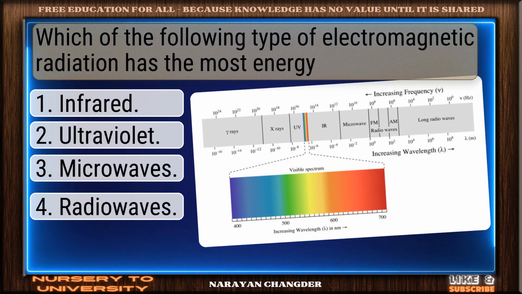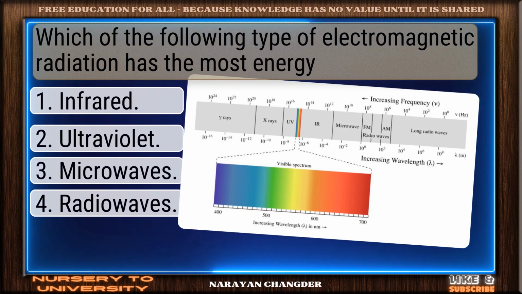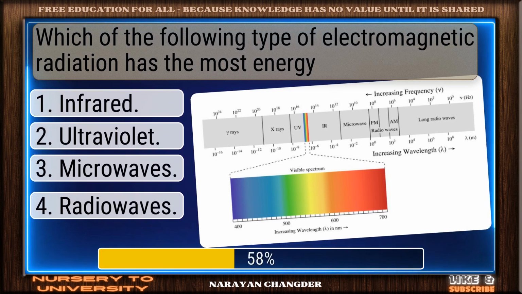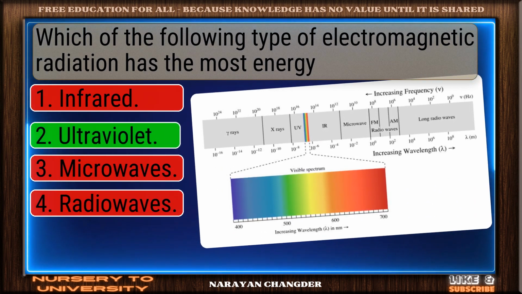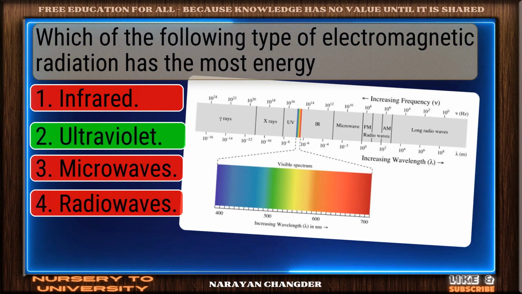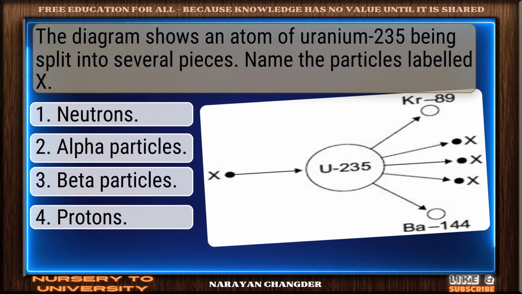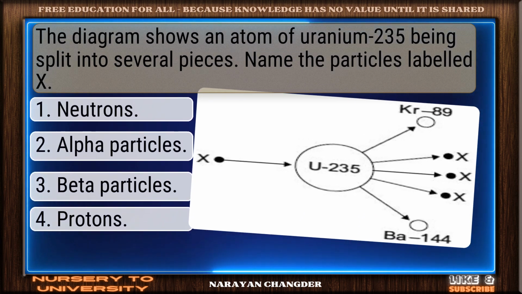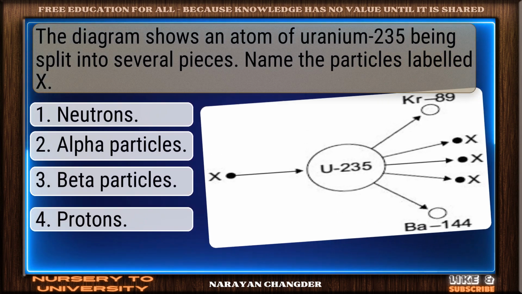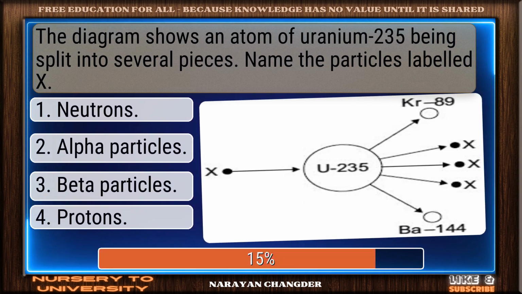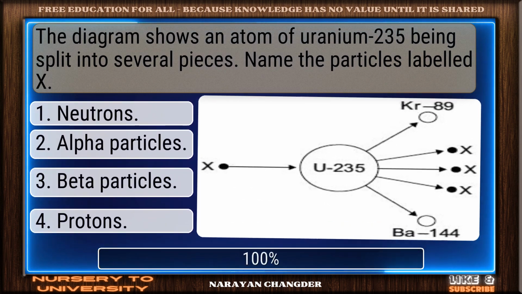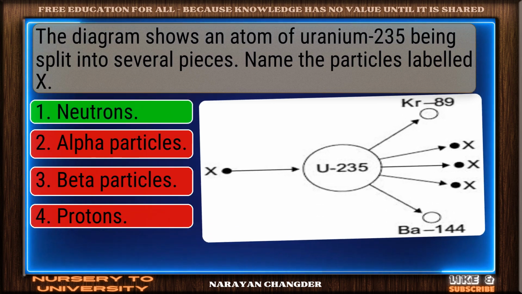Which of the following types of electromagnetic radiation has the most energy? You're right. Ultraviolet is the correct answer. The diagram shows an atom of uranium-235 being split into several pieces. Name the particles labeled X. Valid point. Neutrons is true.